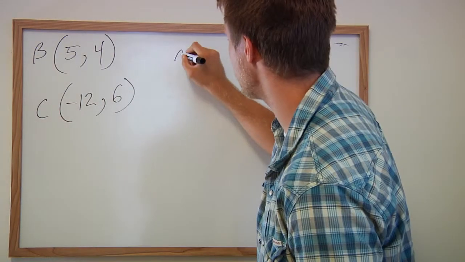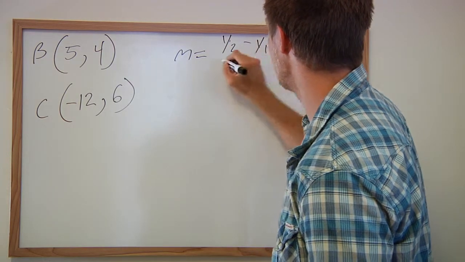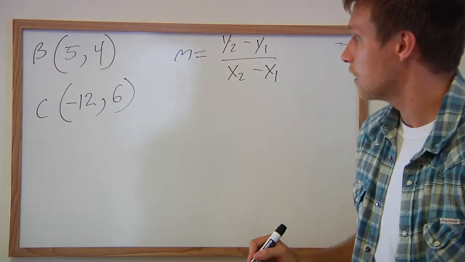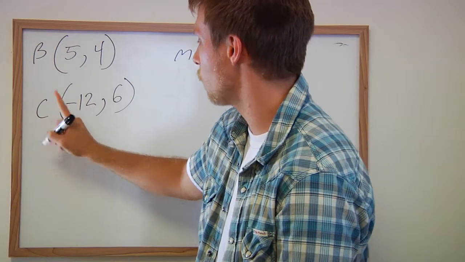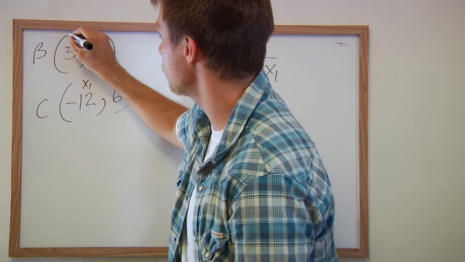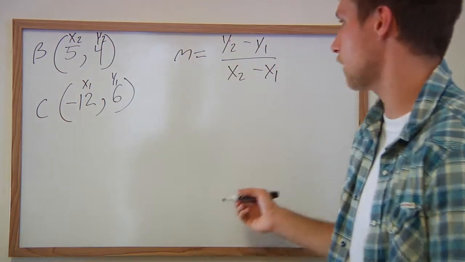Our slope formula being m equals y2 minus y1 over x2 minus x1. So let's plug it in. Well, this time I'm going to make this my 1s. So I'll make this x1 and this y1. And I'll make this x2 and this y2. Alright, so let's plug it in.